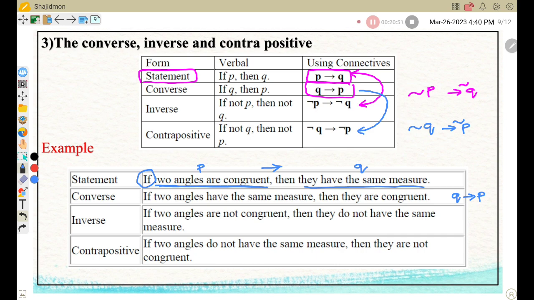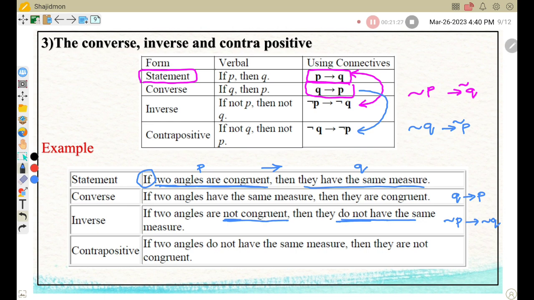Now the inverse statement. What is the meaning of the inverse statement? Just the negation of the original statement, correct? Negation of the original statement means, what is the original statement here? If two angles are congruent, then they have the same measure. So what will be the negation of that statement? We can write, if two angles are not congruent, see negation, then they do not have the same measure. I hope you understood. That means negation of P implies negation of Q. Just take the negation of the original statement, the original condition.